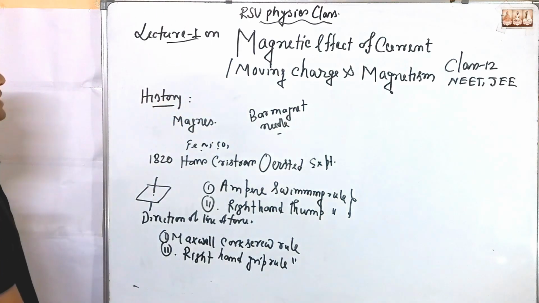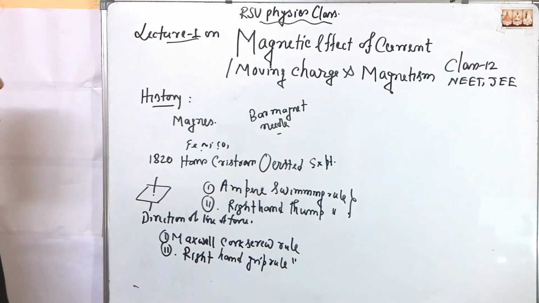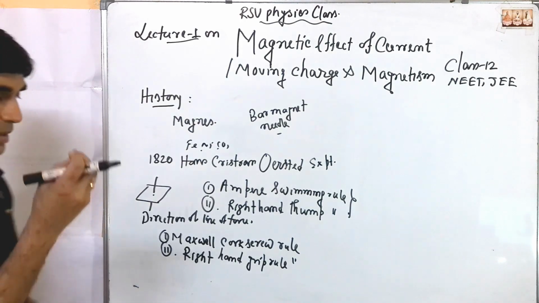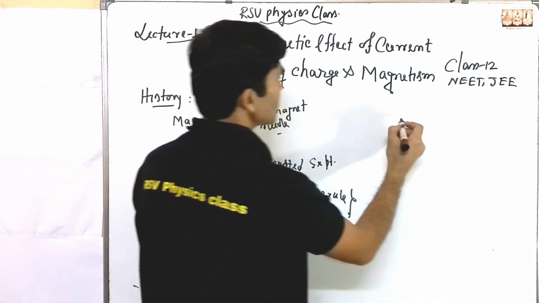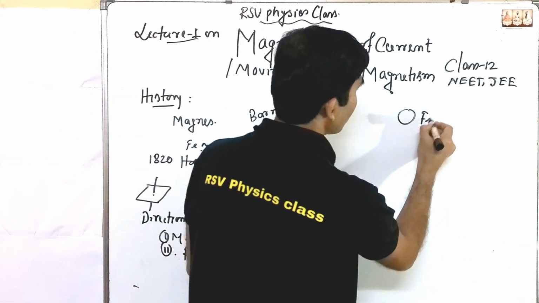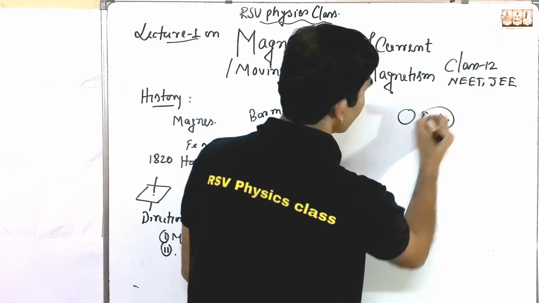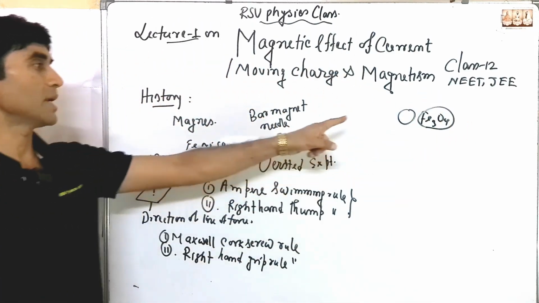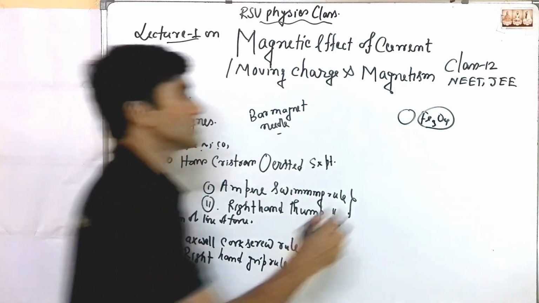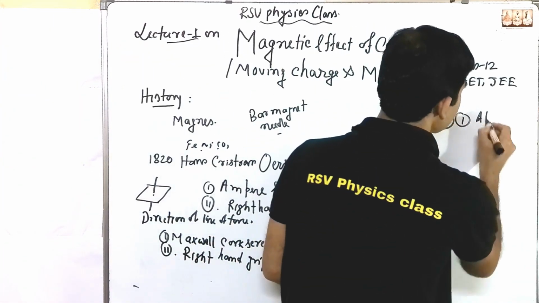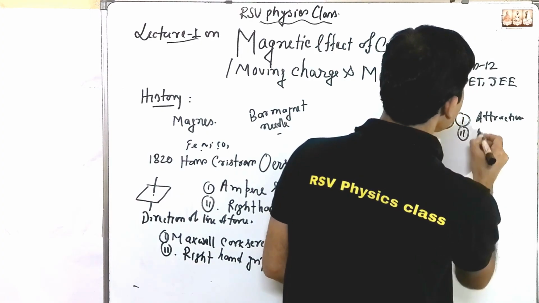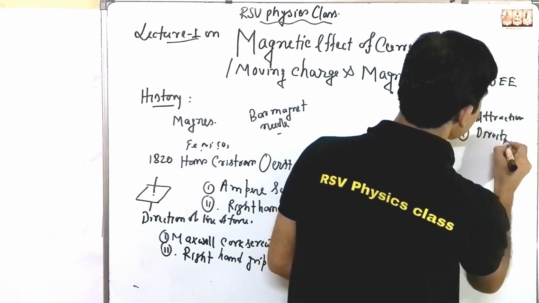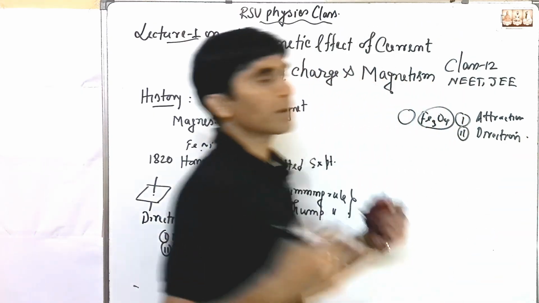The history is that Magnus discovered a leading stone in the Asia region. This stone is made of Fe3O4, ferric oxide, and it has two properties: one, its attractional property, and another, directionality. It is oriented in a particular direction.